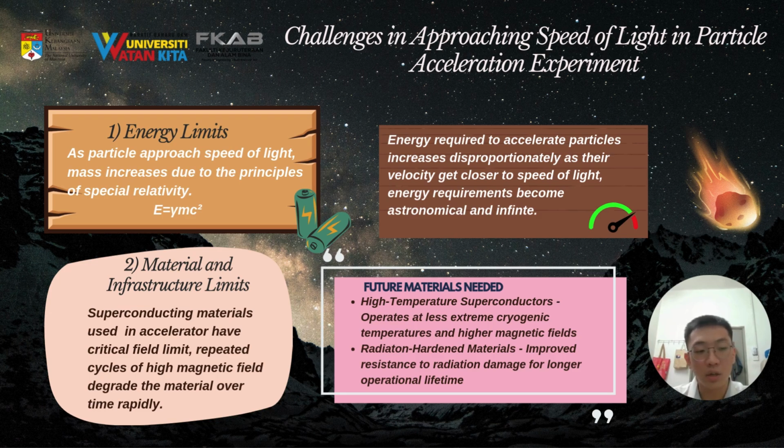Besides that, the next challenge and significant obstacle will be material and infrastructure limits, as the superconducting material used in the accelerator has critical field limits. Repeated cycles of high magnetic fields will degrade the material of the accelerator wall over time. Therefore, more advanced material is required in the future. For example, a high-temperature superconductor is required to operate at less extreme cryogenic temperatures and also higher magnetic fields. Last but not least, radiation-hardened materials are needed to improve resistance to radiation damage for longer operation times.